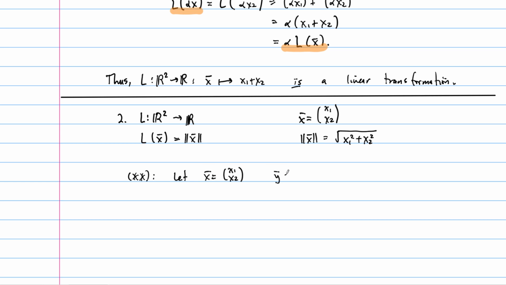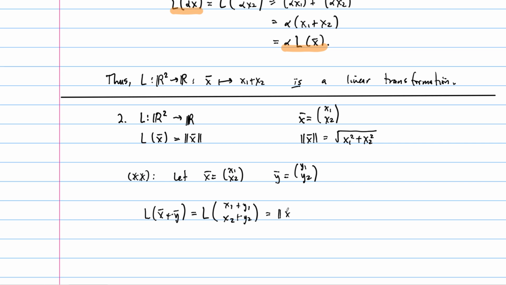We're going to let y equal y1, y2. And then let's compute L of x plus y. Well, this one's got to be added first inside before applying the magnitude, right? So the first thing we do is add x1 plus y1 in the first component, x2 plus y2 in the second component, and then we apply our magnitude function.